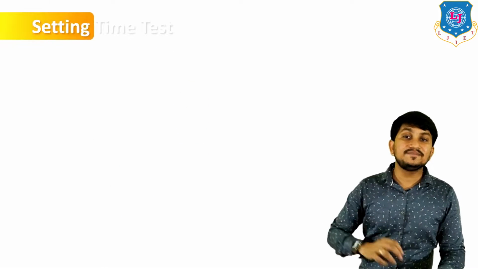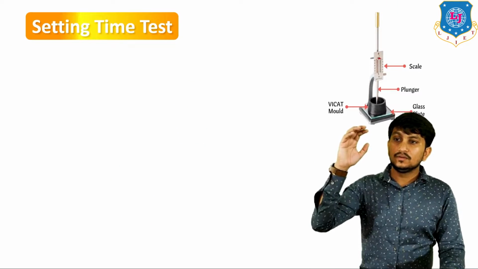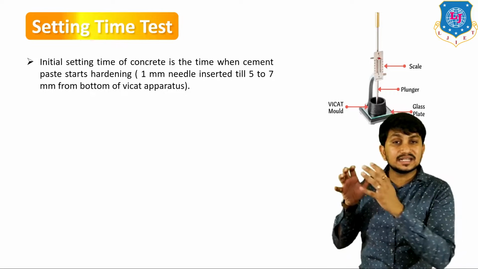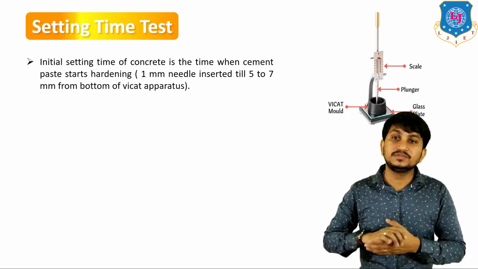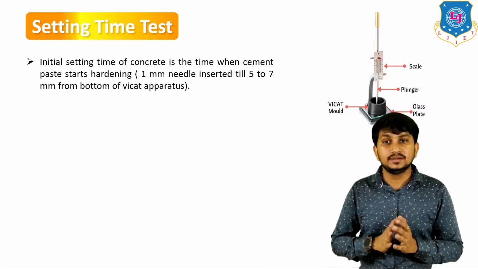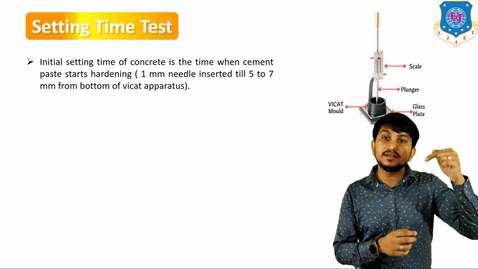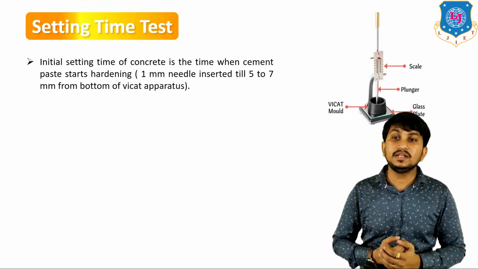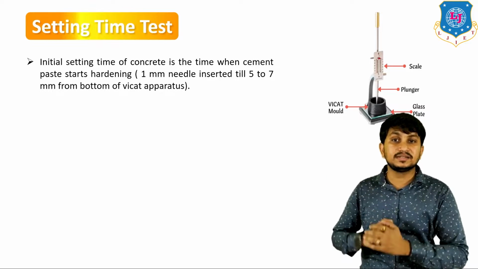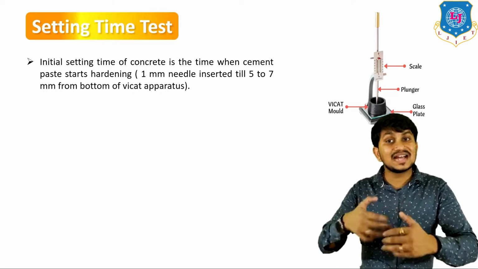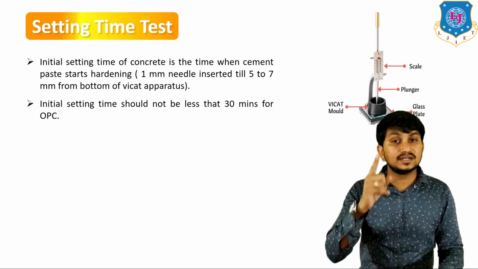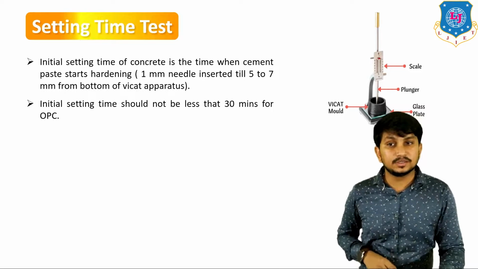Fourth is the setting time test, in which the Vicat apparatus is also used, and we have to calculate the initial setting time and final setting time of the cement paste. For that, we have to calculate the time required for a 1 millimeter needle to be inserted until it stops 5 to 7 millimeter from the bottom of the Vicat apparatus. This time is called the initial setting time, when the cement paste starts hardening. Initial setting time should not be less than 30 minutes for ordinary Portland cement.